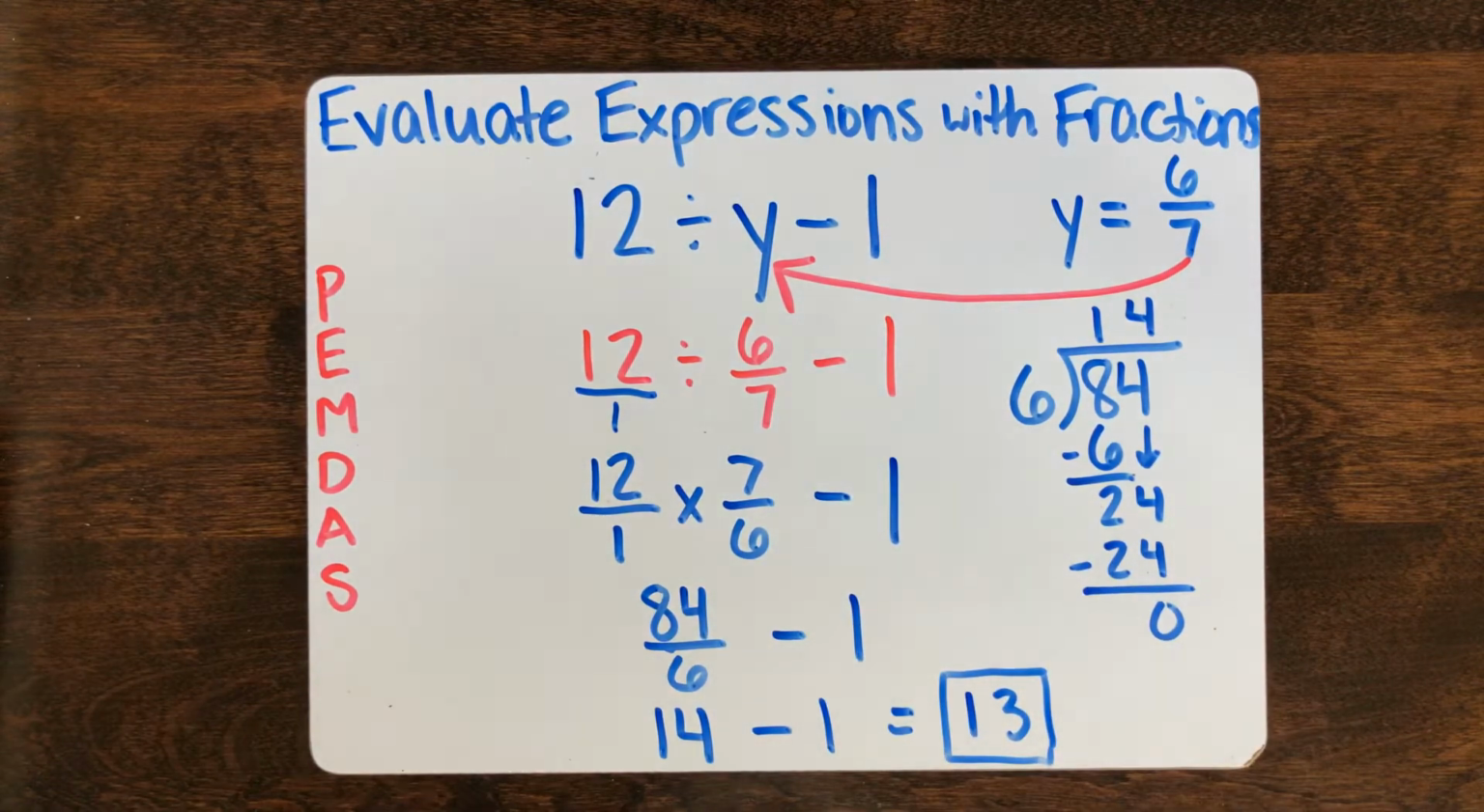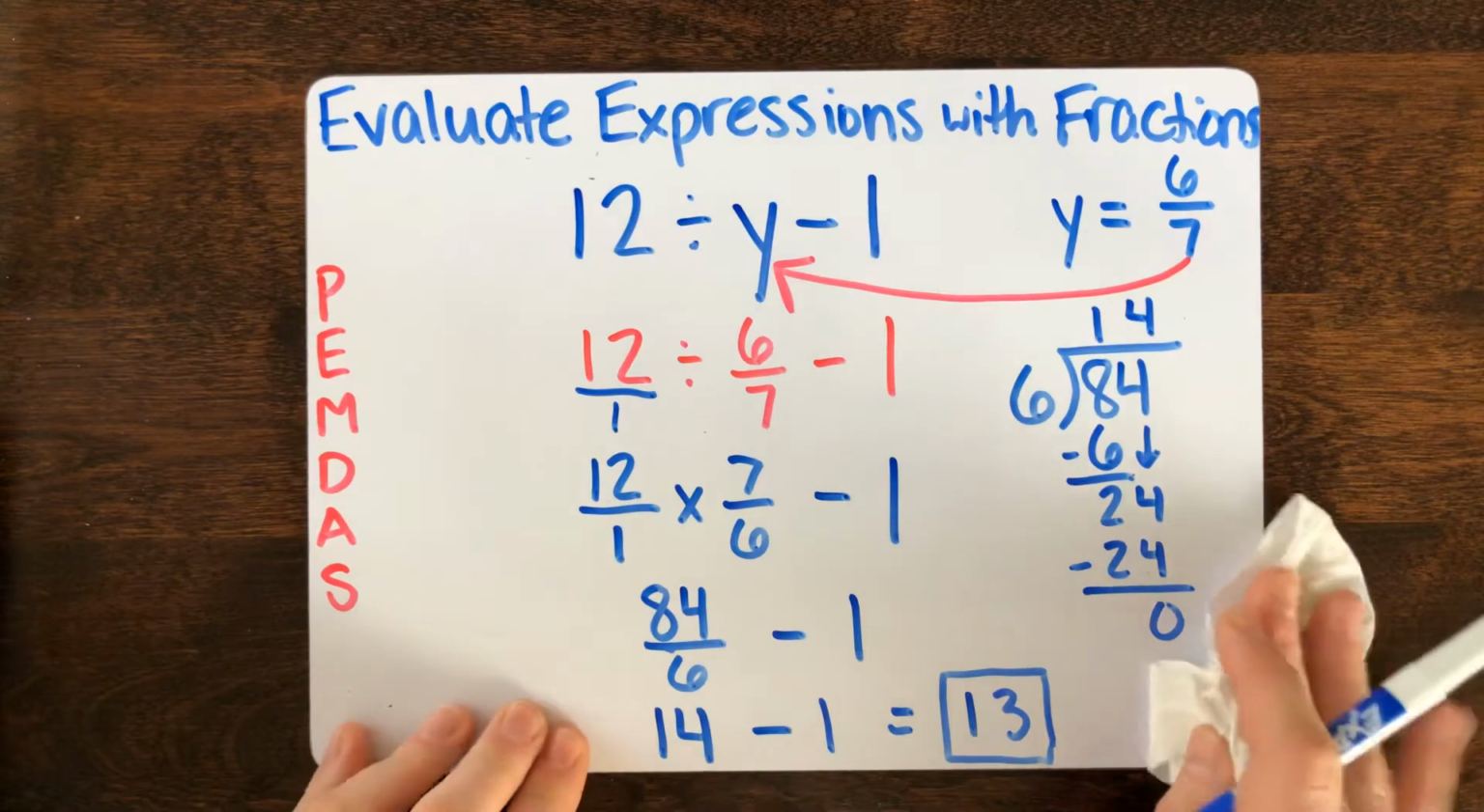All right, so just make sure, all we had to do were just 2 steps in that. We had to do keep, change, flip, and we had to simplify our fraction, and it actually ended up being a whole number. And then we just did 14 minus 1, and we got 13. That was the first problem.